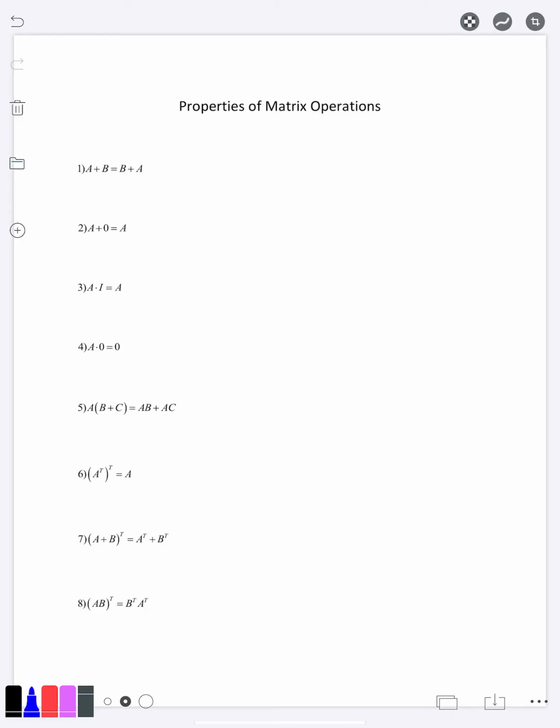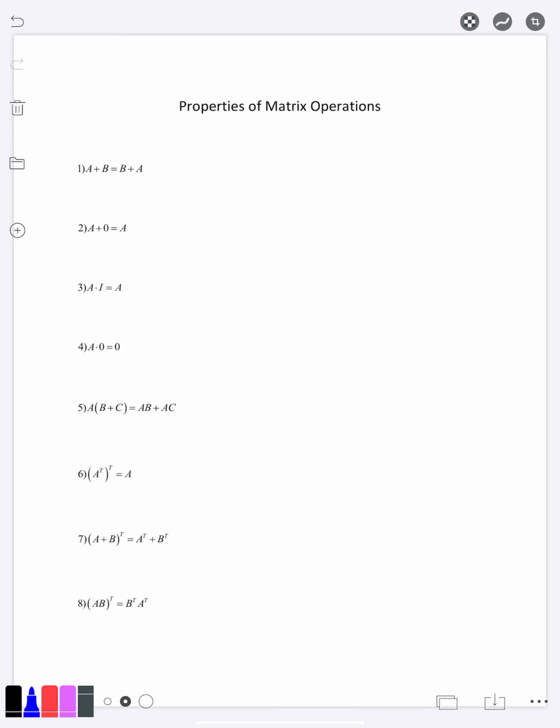In this video, I'll just go over some of the properties that we have of the matrix operations that we introduced in the previous video. These aren't really things you need to memorize, but occasionally if you were doing long matrix computations, then knowing these could maybe shorten it up.